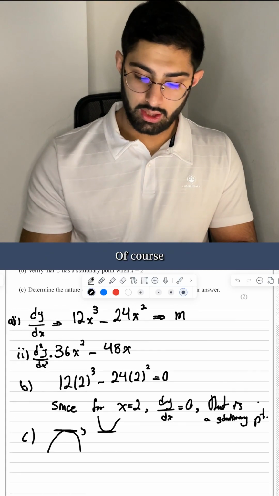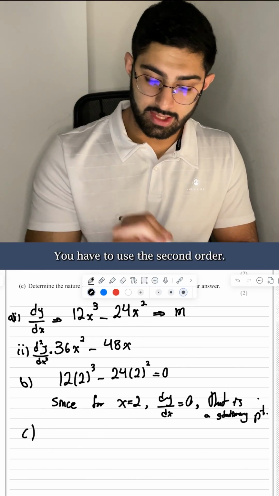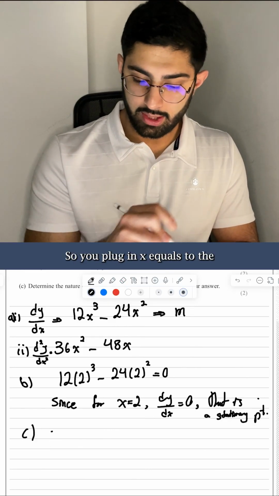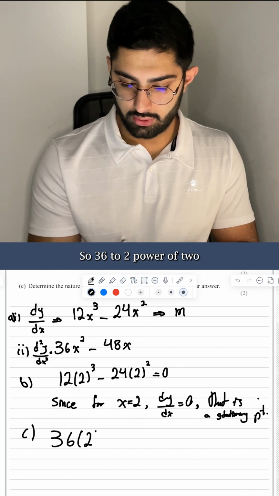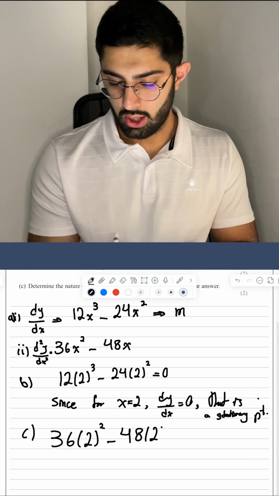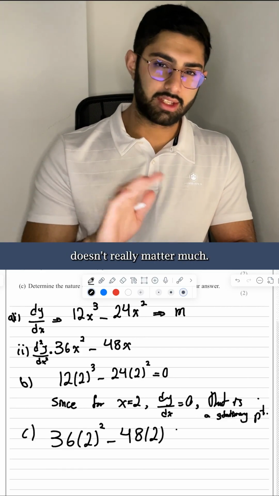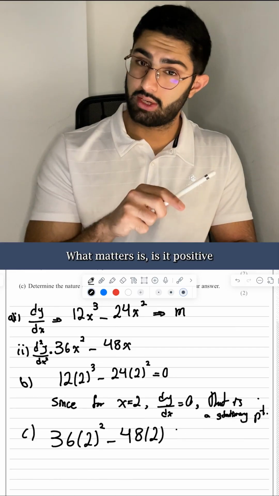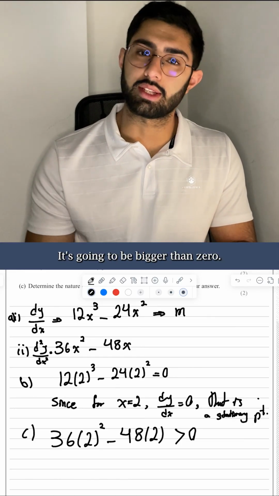Of course, you have to find this. We can't just talk about it. How do we find it? You have to use the second order derivative. So you plug in x equals 2, the stationary point. So 36 times 2 to the power of 2, minus 48 times 2. You can put this in your calculator and see what answer you get. The answer itself doesn't really matter much. What matters is, is it positive or is it negative? Here, our answer is going to be positive. It's going to be bigger than 0.